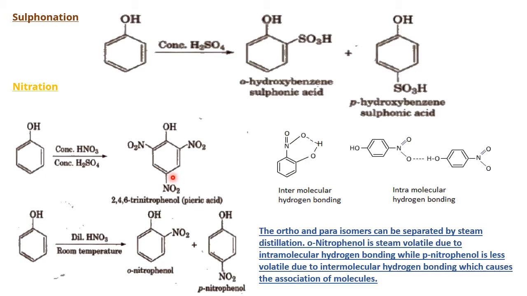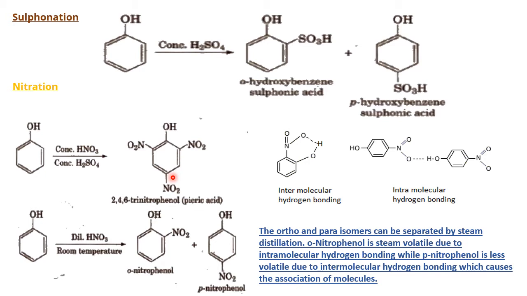Only thing is exactly where it will find place among all the nitrophenols, that we have to go for what? pKa value. Once we come to the pKa values, we can easily arrange in the increasing order or decreasing order of their acidic strength. Okay, right.